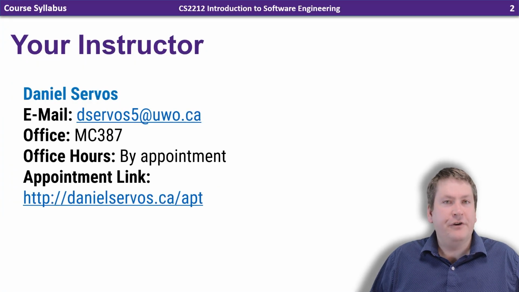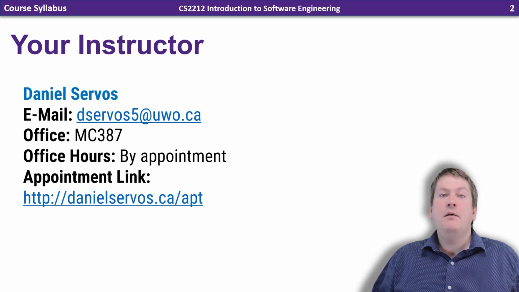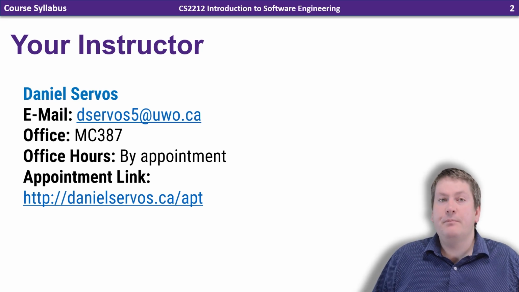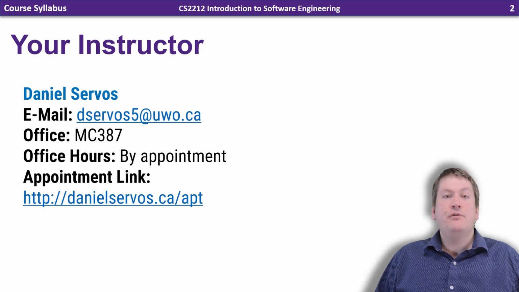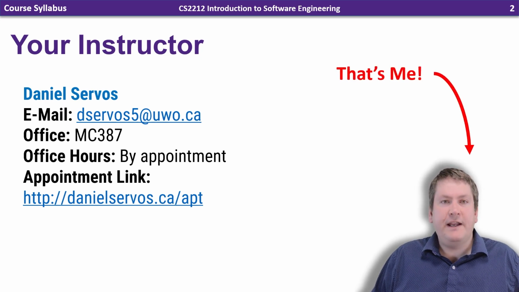So first, I should introduce myself. My name is Daniel Servos, and I am part of the teaching faculty here in the Computer Science Department at Western University. My background is I got my PhD in computer science here at Western, and my research was in access control. I also have a master's degree and undergraduate degree in computer science that I got from Lakehead University. So that's me here on the screen right now, and you can also see my contact information.